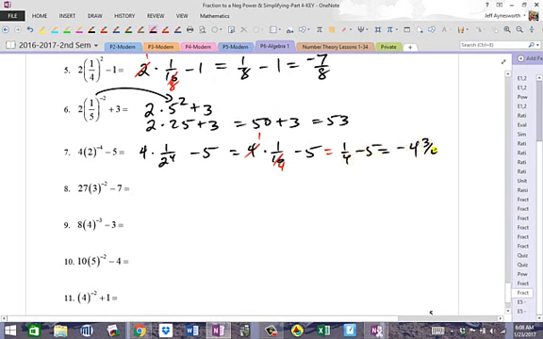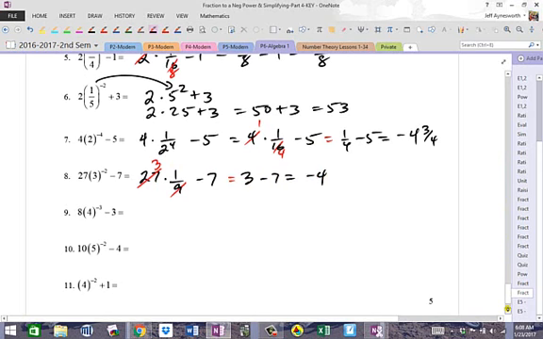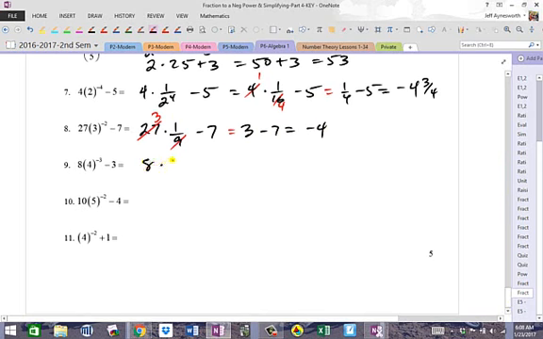Okay, step it out. Here we have 27 times 1 divided by 3 squared, or 1/9 minus 7. Okay, 9 into 27 is 3. 3 minus 7, negative 4. Okay, here we have 1 divided by 4 cubed minus 3. That equals 8 times 1/64 minus 3. So you simplify first. Divide both by 8. You get 1/8 minus 3. So 1/8 minus 3 is negative 2 and 7/8.